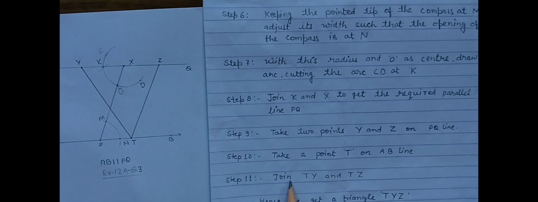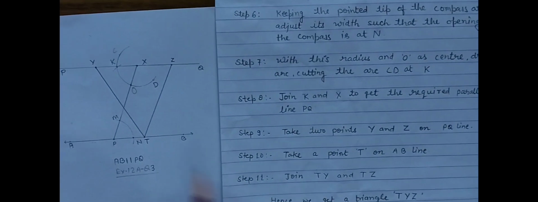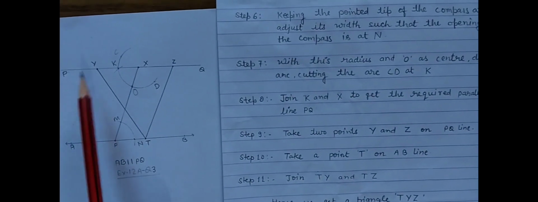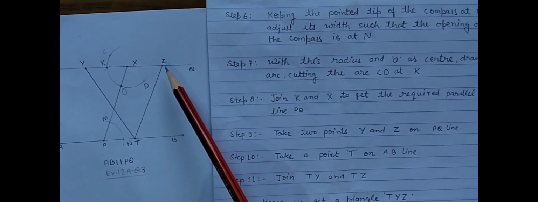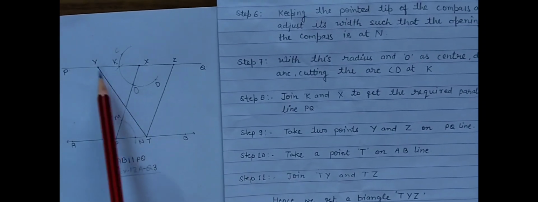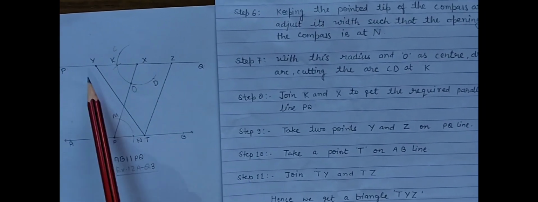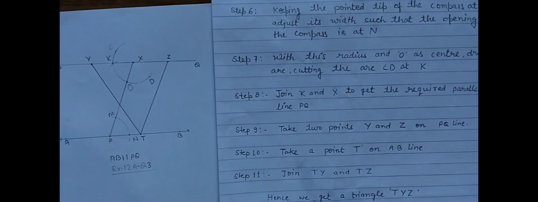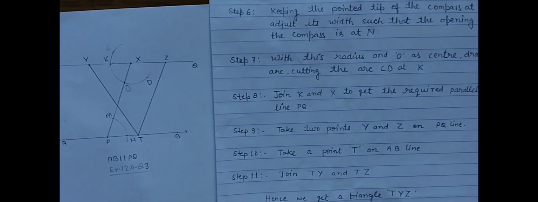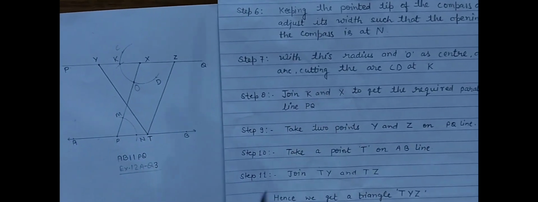Now next, join TY and TZ. Now you have to join TY and TZ points. Now what you are looking at is the shape of a triangle you have got. So hence we can say we get a triangle TYZ. This is the solution of your question.